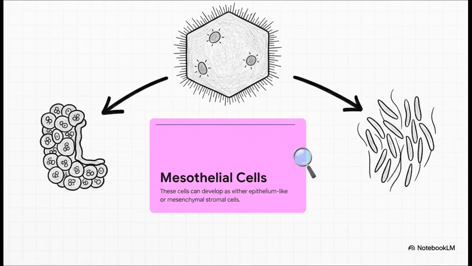Now, to understand what we're about to see, you have to know about the cell where it all begins, the mesothelial cell. This cell is quite unique. It has a kind of dual nature. It can grow into cells that look like epithelium, the kind that line glands, or it can grow into mesenchymal cells, the kind that form connective tissue. This duality is the absolute key to understanding everything else.